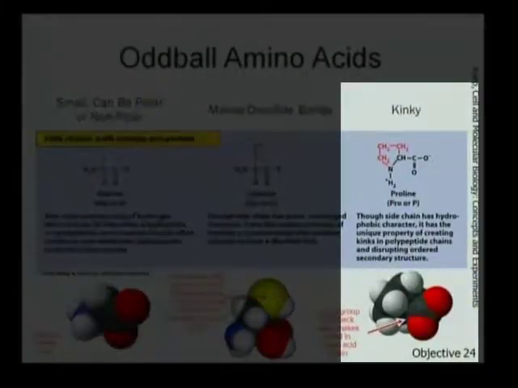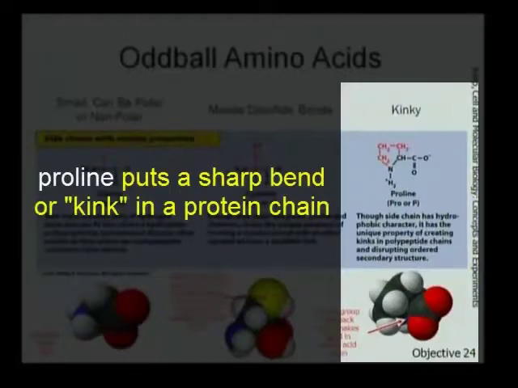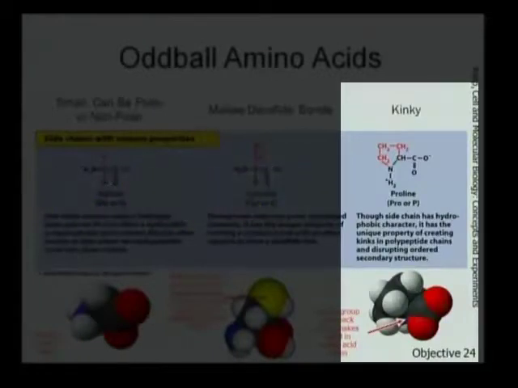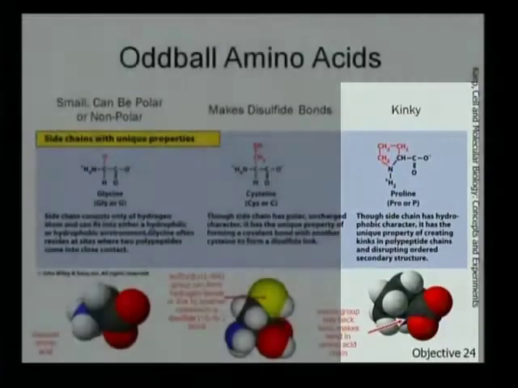When we need to put a kink into a protein chain, then we use a kinky amino acid. The kinky amino acid is called proline, and because of the unique structure of its side chain that loops back around and grabs onto the amino group, it's able to put a little twist or a kink into the structure of proteins.